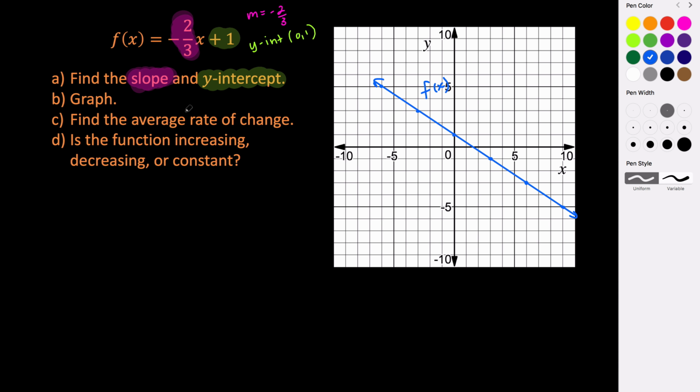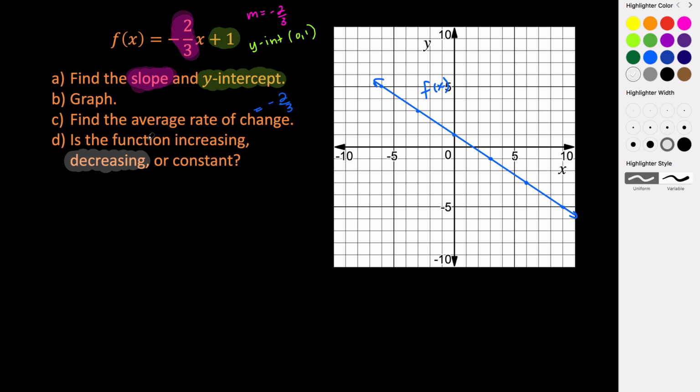So again, the average rate of change is just the slope. So here it's -2/3. The average rate of change is just the slope of our line. And then for this one, is our function increasing, decreasing, or constant? Well, you can see that as we move from left to right, our graph is trending downward. Also, our slope is negative, so that means our function is decreasing. It's a decreasing function.